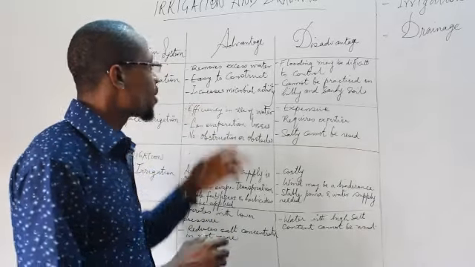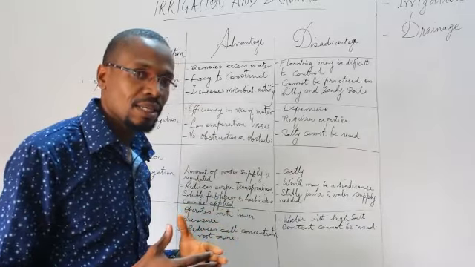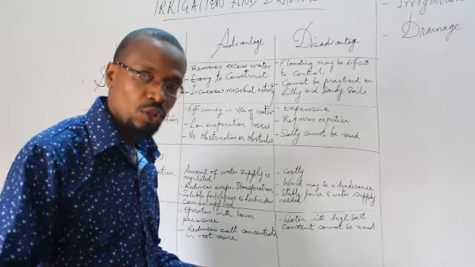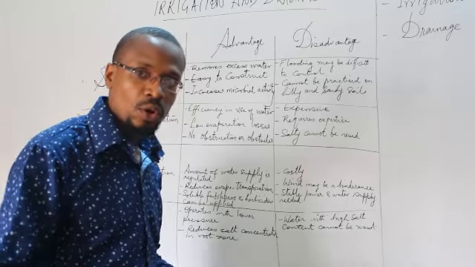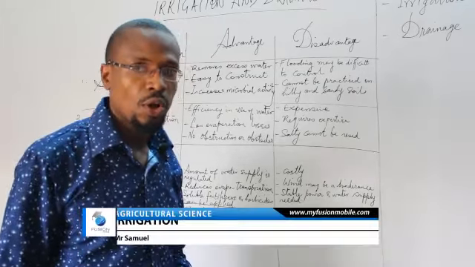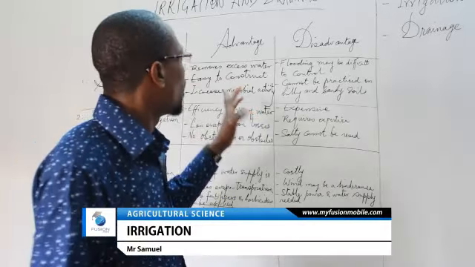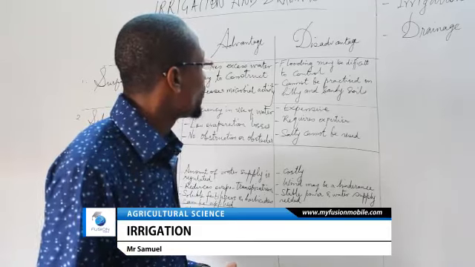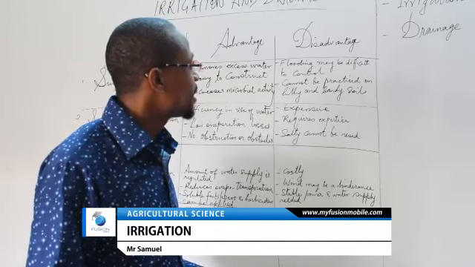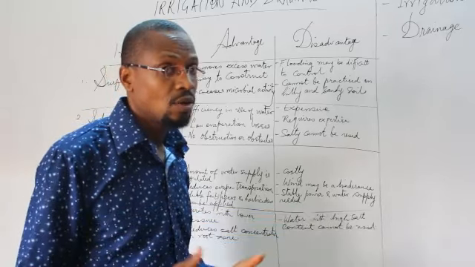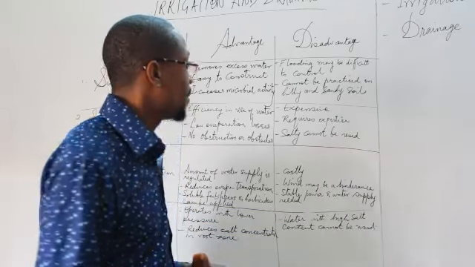Now, it also increases microbial activity. Microbial activity is good for the soil, okay? It helps to aerate the soil and also introduces some nutrients to the soil. However, one of the disadvantages is that when there is a lot of flood, it could be difficult to control on the farmland.